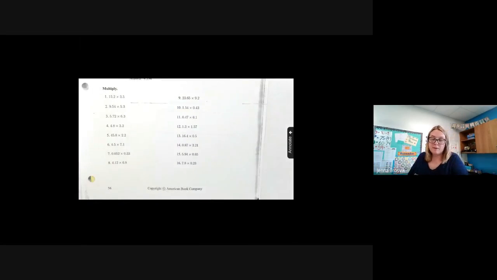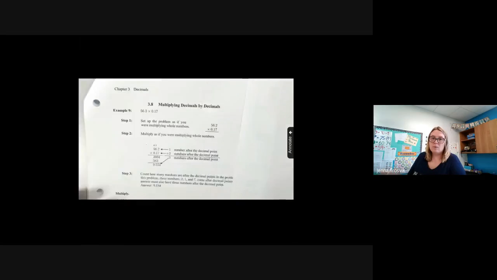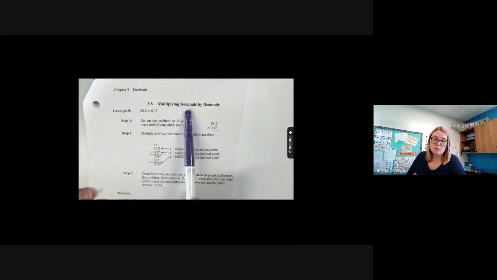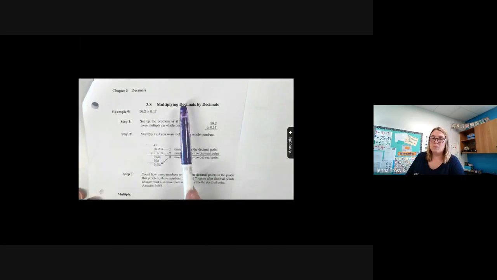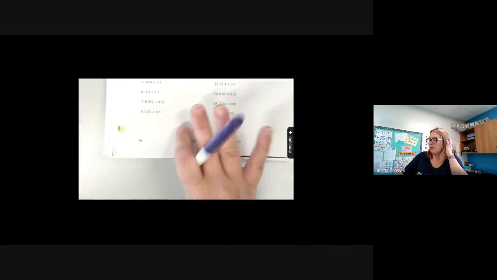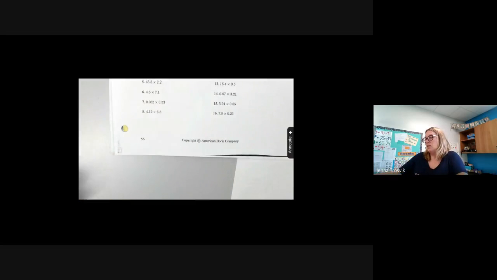We're going to pick up where we left off yesterday. So yesterday we did 3.7. Today we are on 3.8. We are still multiplying decimals, but this time we're multiplying decimals by decimals. So a little bit more complex. We are on page 56.